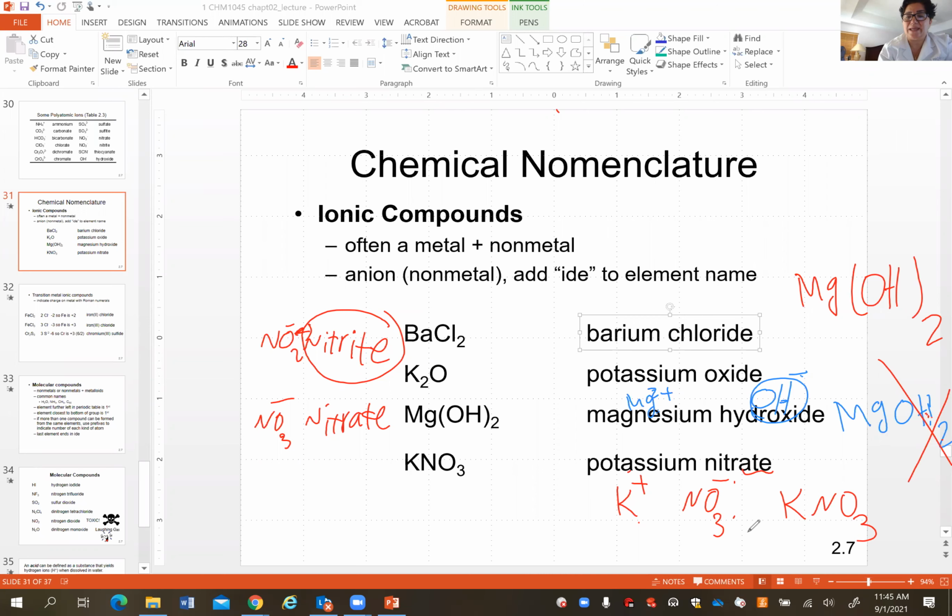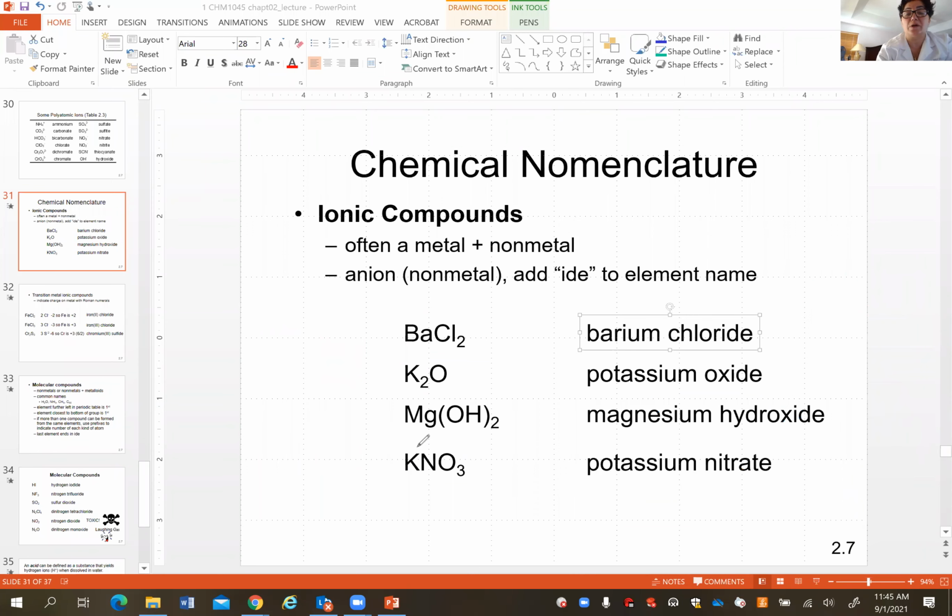So that's when you have the name and you want to write the formula. What happens if you have the formula and you want to name it? What would you do? Let's say I'm going to use another formula, like barium bromide or magnesium chloride. So I have MgCl2. This MgCl2, how would I name it?